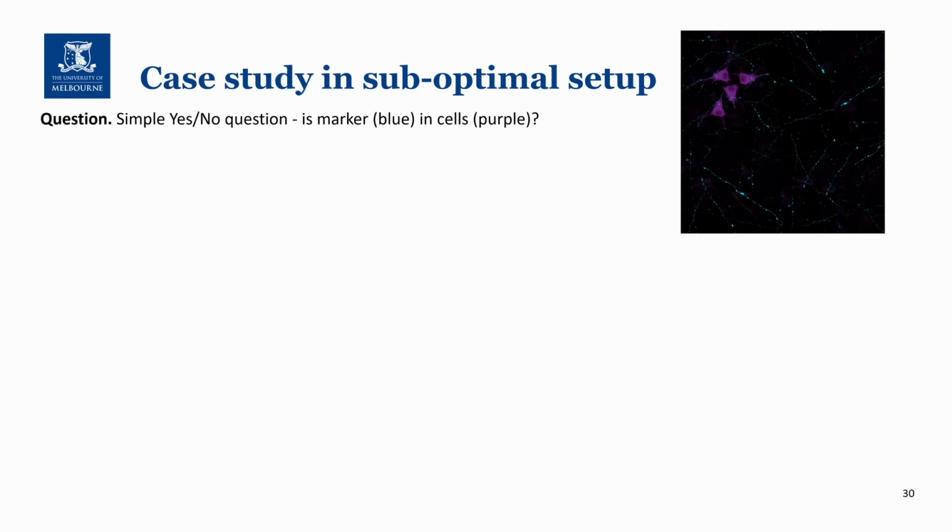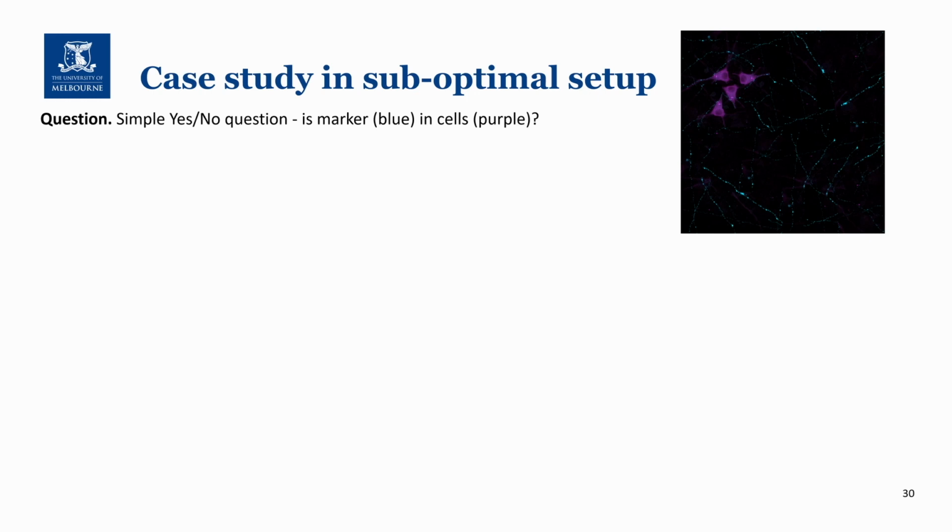Here I have a case study that demonstrates the issues that can arise when people fail to optimize their acquisition settings. In theory, this user had a very simple question, which was to find out if the marker, which is labeled in blue, was present in the cells, which are labeled purple.